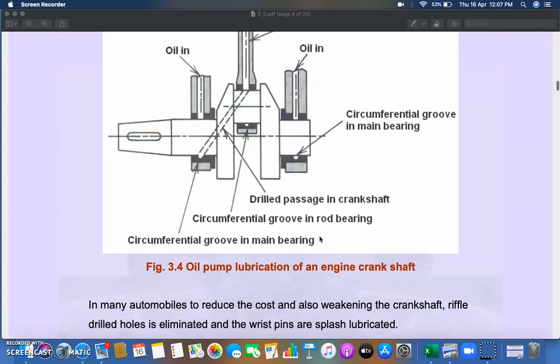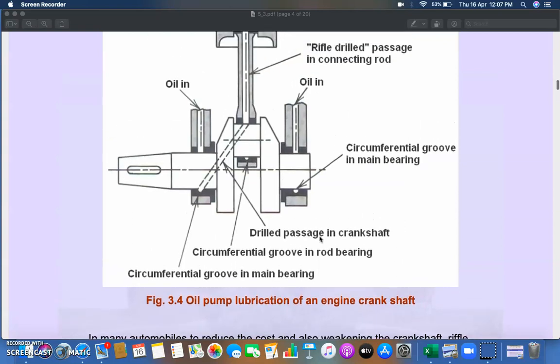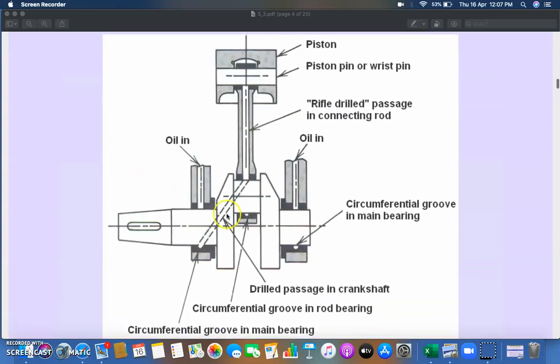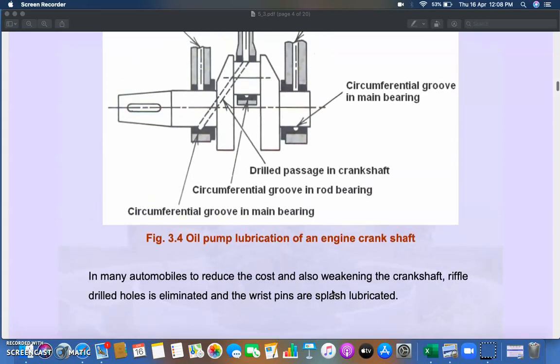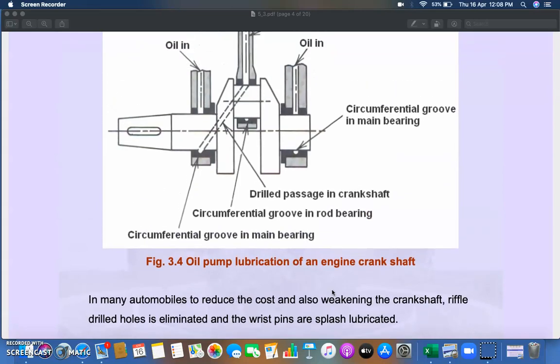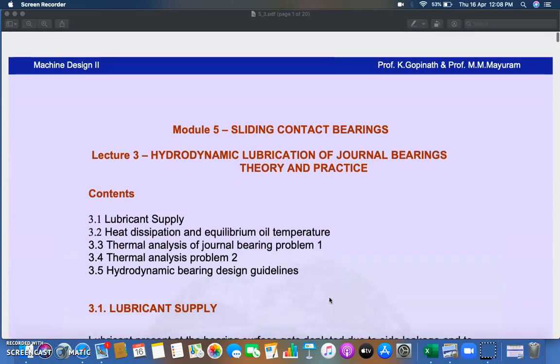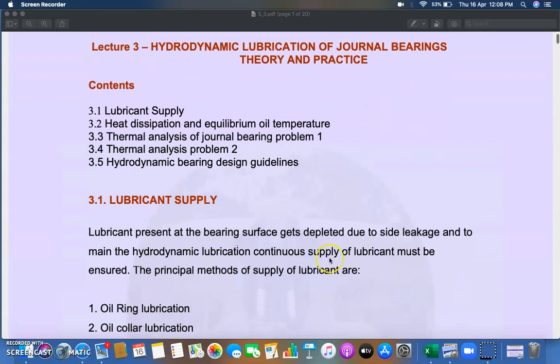And this is the diagram of oil pump lubrication of an engine crankshaft. As you can see here, this is the piston, and this is the piston pin. There is a rifle drilled passage in the connecting rod, and oil enters from these two ports and moves directly to the circumferential groove in the main bearing, and with the help of that, the whole lubrication system is channeled.